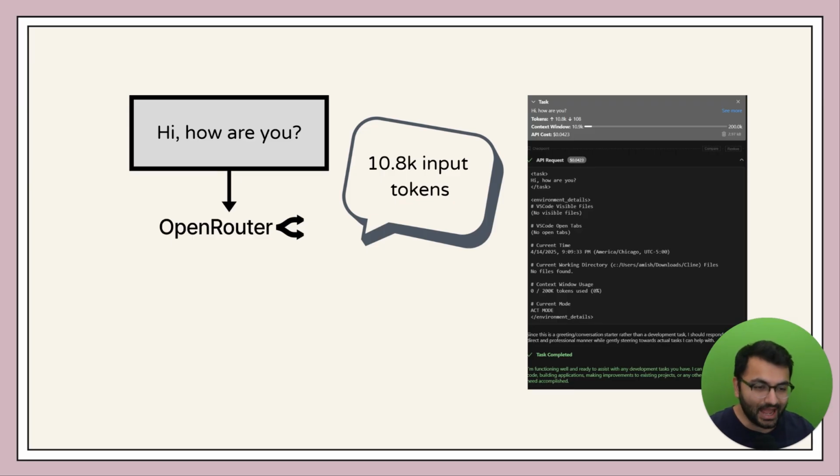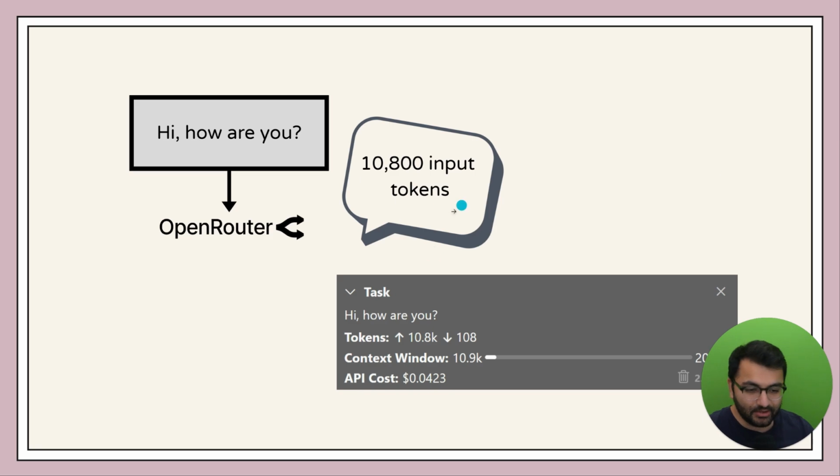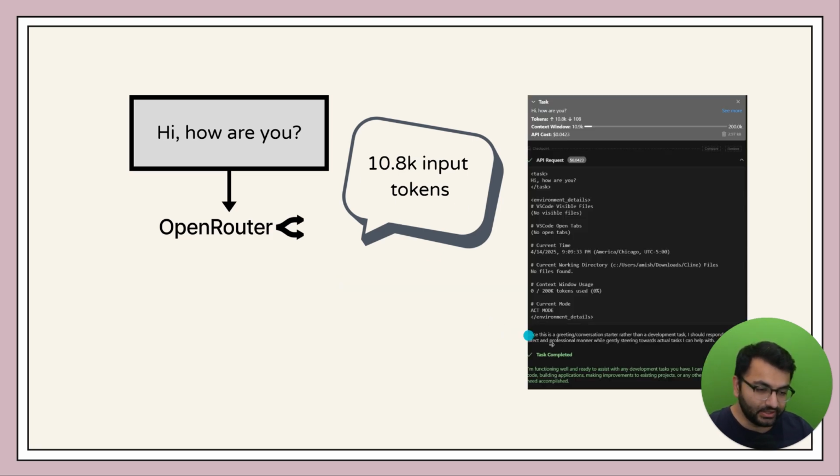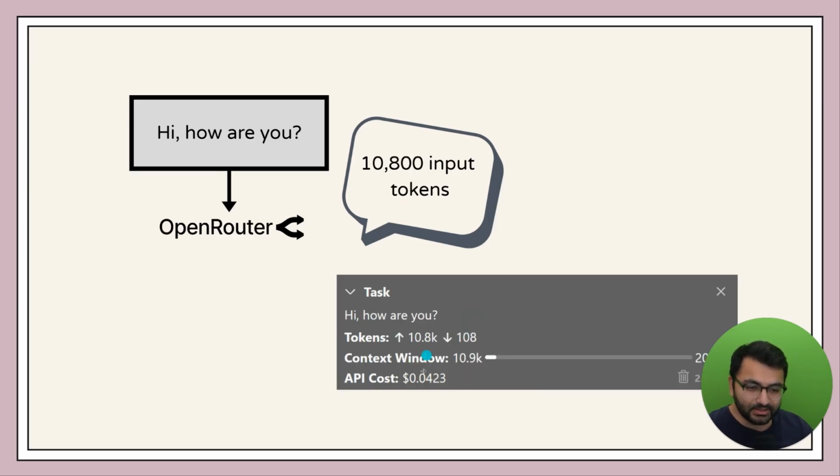Now, in terms of the output, it does make sense. The output is 108 tokens back, which, if you take a look over here, this task completed was "I'm functioning well and ready to assist," but there's also some other stuff like, since this is a greeting conversation, I should respond directly and professionally. So the output makes sense. The input was a little bit confusing: why did it end up costing us so many tokens initially?